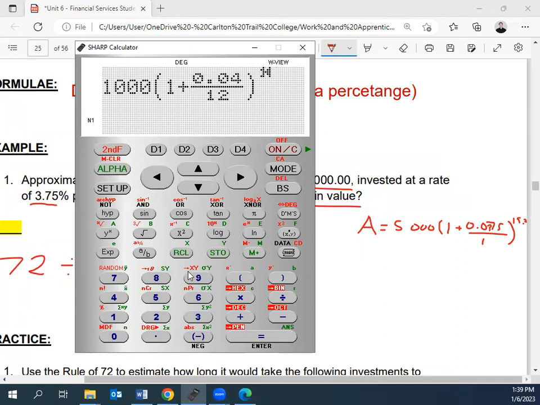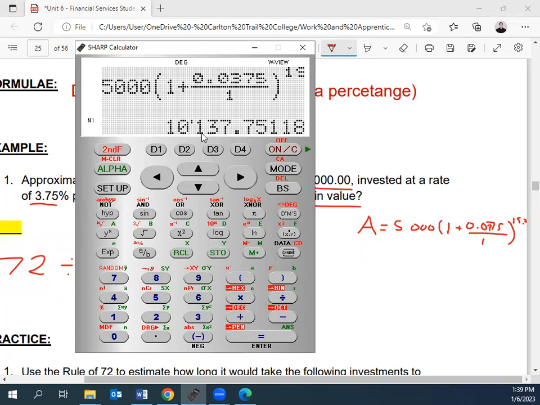So 19.2 up here, and then it's divided by 1, and this is 0.0375. Oh, and then it's $5,000, not 1,000. Cool. So if I put this in here, after 19.2 years, I get $10,137, right? So it's a good estimate as to how long it took that 5,000 to turn into 10,000.